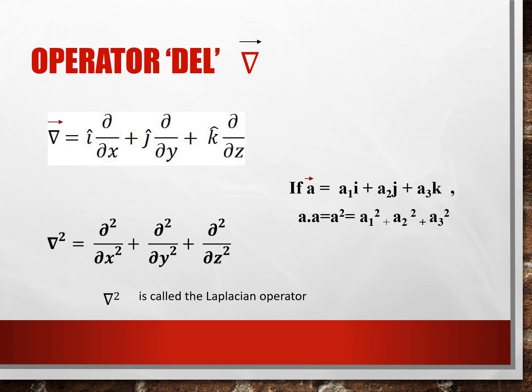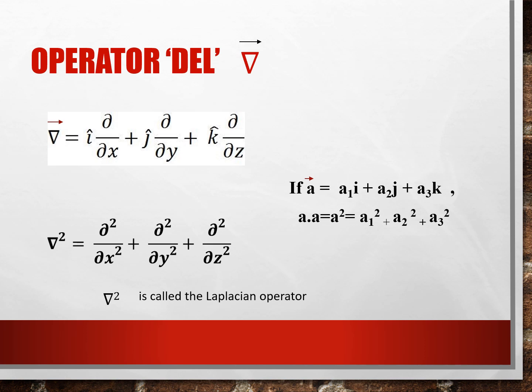Now we will see an operator called del. The significance of this operator del is that it is a vector partial differential operator. It is defined as i into ∂/∂x plus j into ∂/∂y plus k into ∂/∂z, where i, j and k are unit vectors along the x, y and z axis.